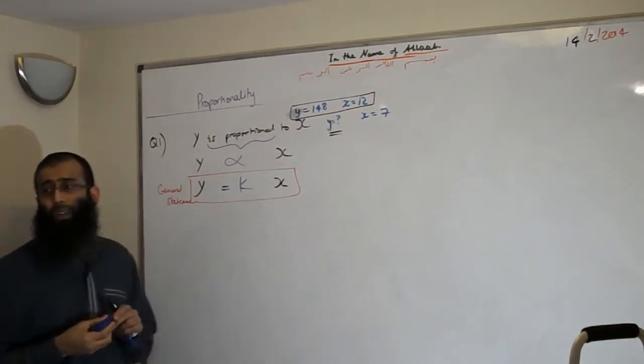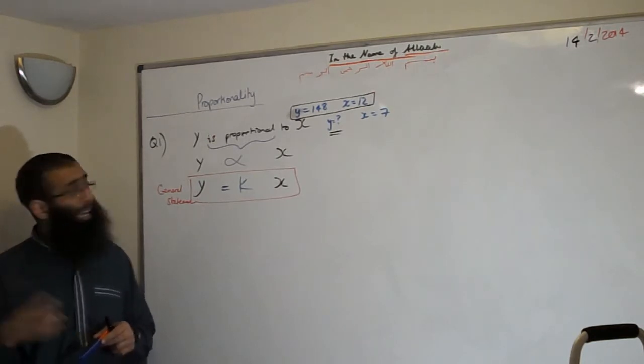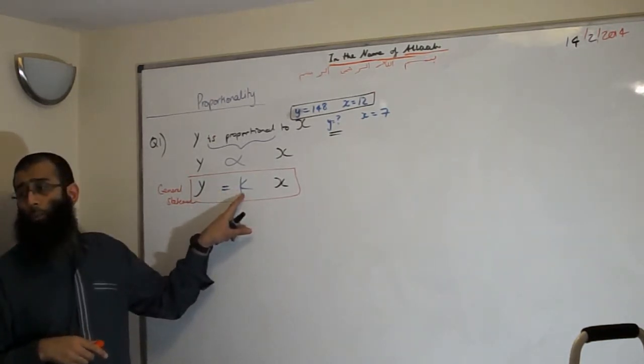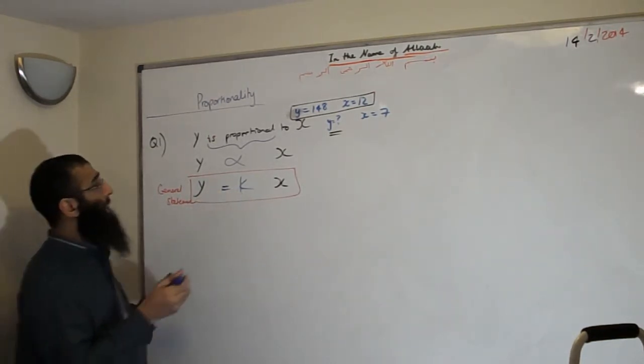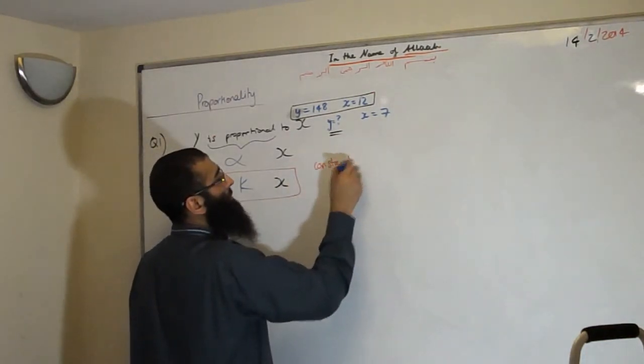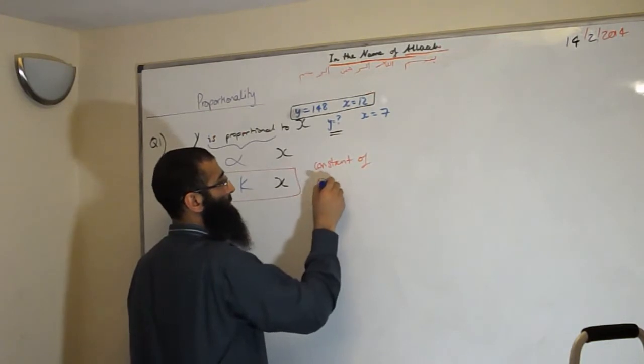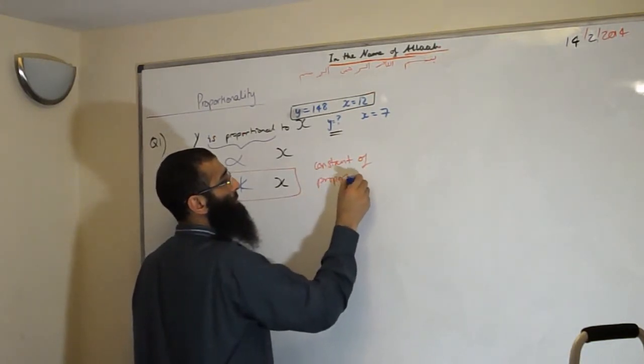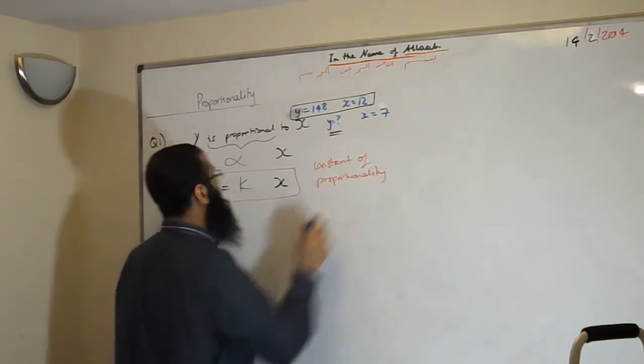Now, what we need to do, we need to work out the k. K is the constant of proportionality. Write that down. K is the constant of proportionality.